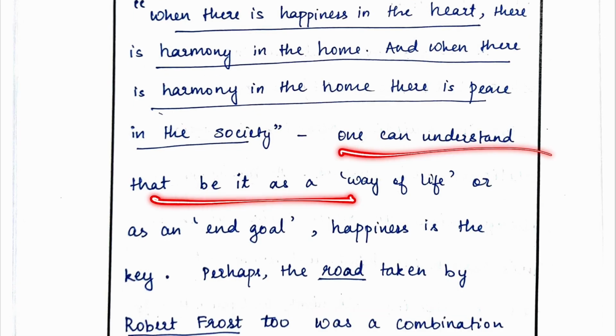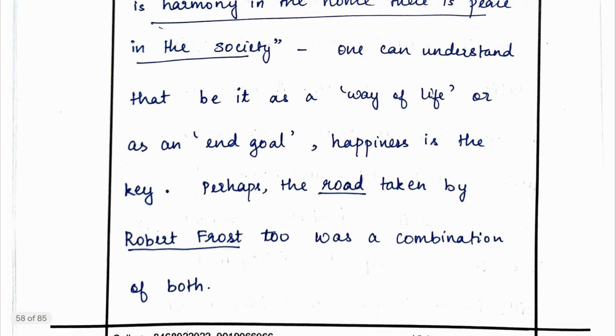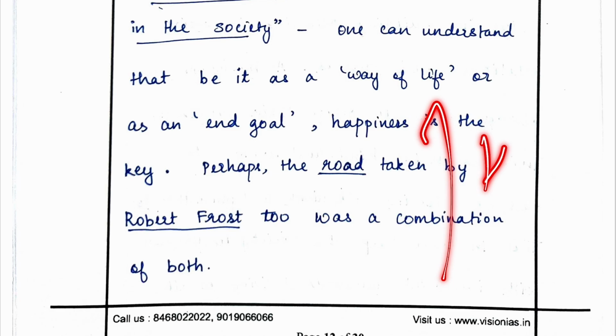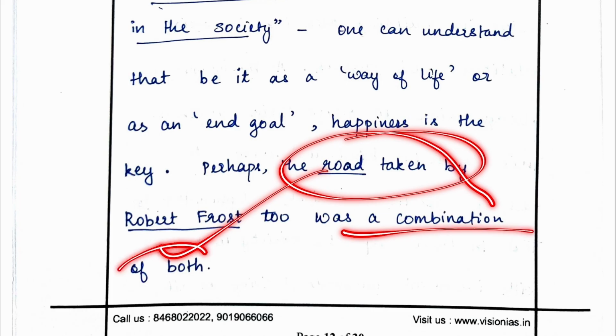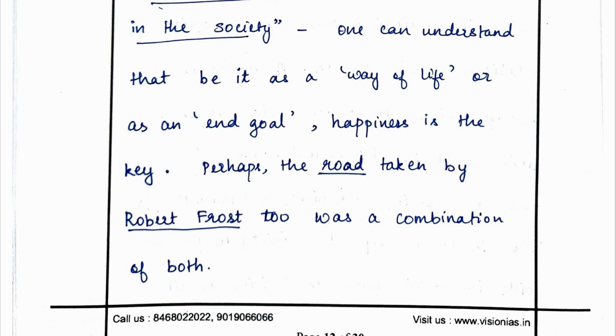One can understand that, be it as a way of life, whether happiness is a way of life or as an end goal, happiness is the key. Perhaps the road taken by Robert Frost too was a combination of both. Now, this is the high note. He is concluding on the high note. He started with the poem of Robert Frost, the road he has taken, the road which is less traveled. So he is saying that the road taken by Robert Frost was a combination of both, that happiness is the path, or there is a path to happiness, right?